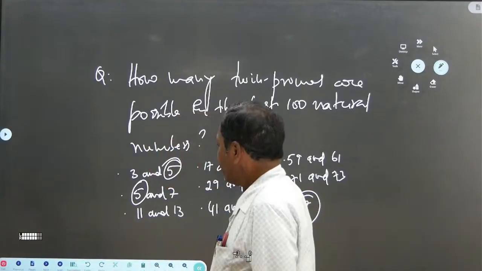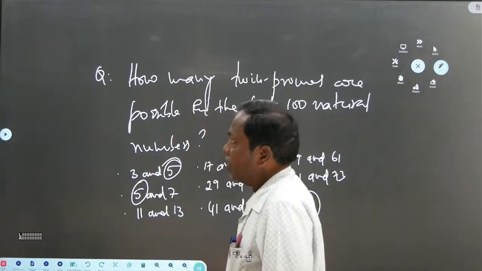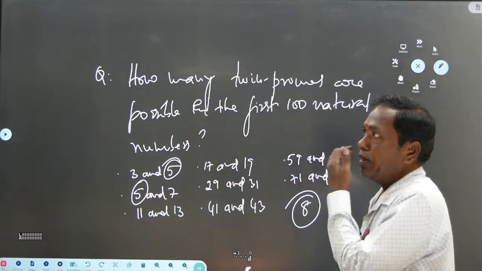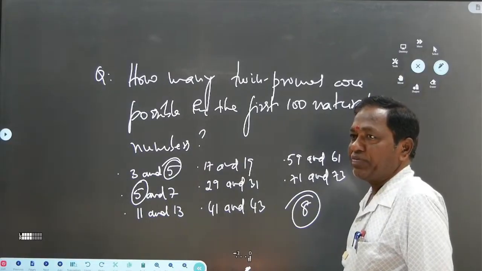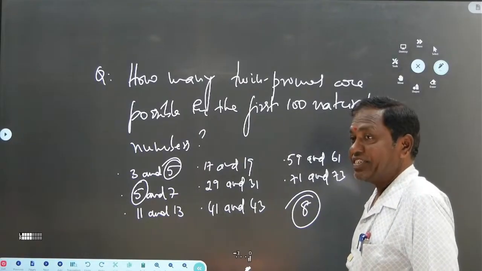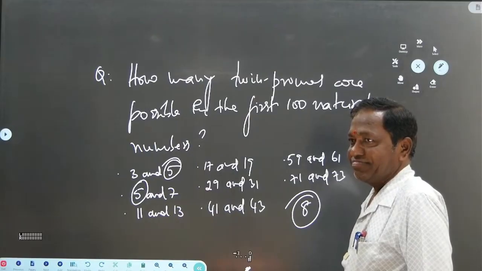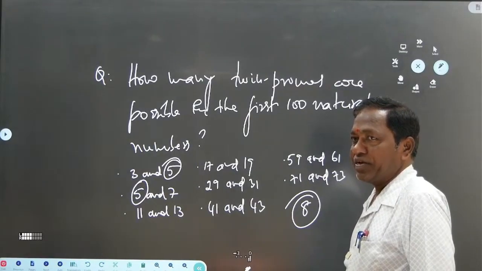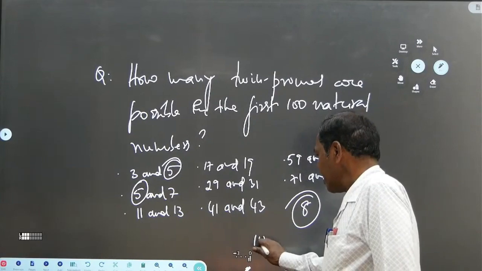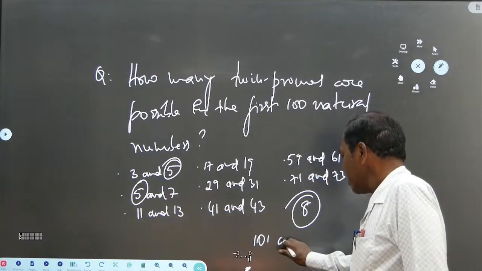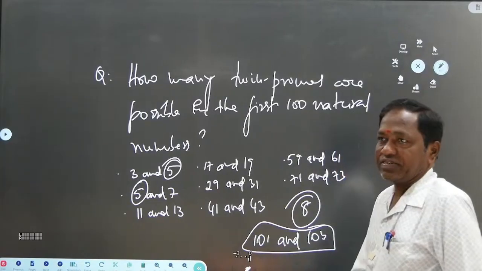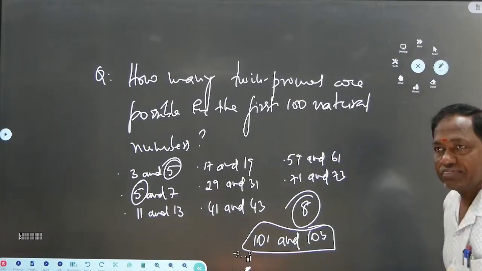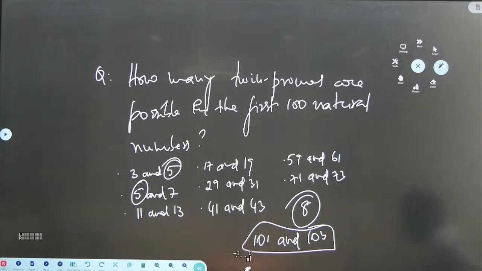And apart from that, what is the smallest pair of 3-digit twin primes? 3-digit prime numbers. The smallest pair: 101 we can take and 103. This is the smallest one. You can write it. 101 and 103 are twin prime numbers.